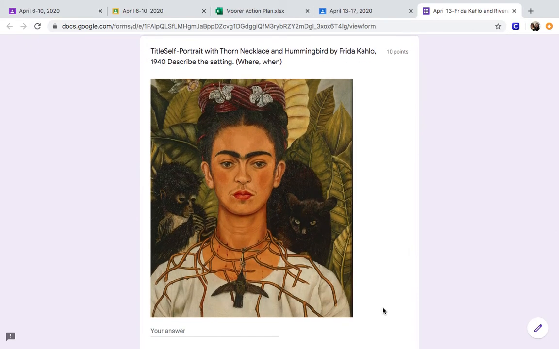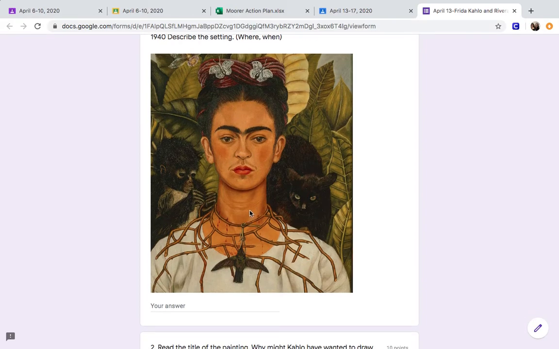Okay, the next picture that we have is painted by Frida. My question here is on top of the painting. Describe the setting. So when I'm looking at this picture, when I think of setting, I'm thinking about where did this happen, what maybe is happening in the picture, and when did this happen? Can I tell any of those things? So I'm looking here in the background for any details that tell me where she painted herself, and I'm going to answer that underneath.